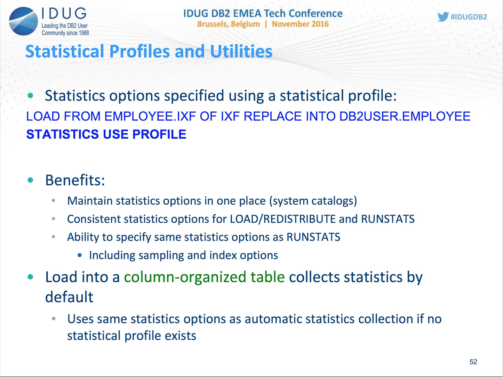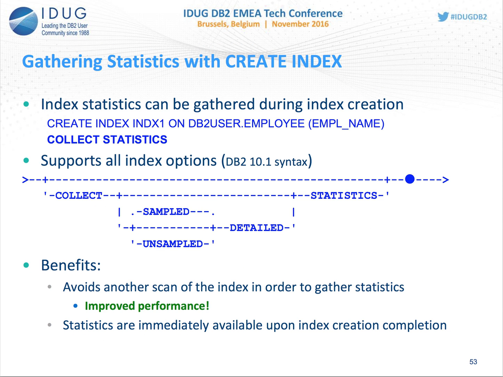And then just quickly create index. The sampled, unsampled, detailed stats options, you can put them on create index as well, and it's just faster to do that. It saves a separate pass through the index pages later.